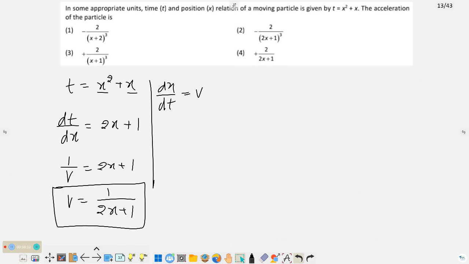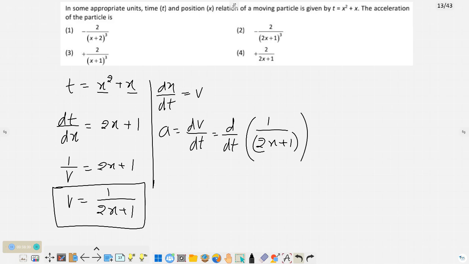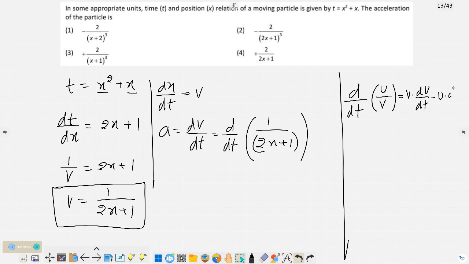But they are asking for the acceleration equation. To get the acceleration we have to differentiate this velocity. Acceleration is equal to dv by dt, that is d by dt of 1 by (2x plus 1). This looks like the d by dt of u by v form. For the u by v form, you have to know the formula: (v into du by dt minus u into dv by dt) by v square.